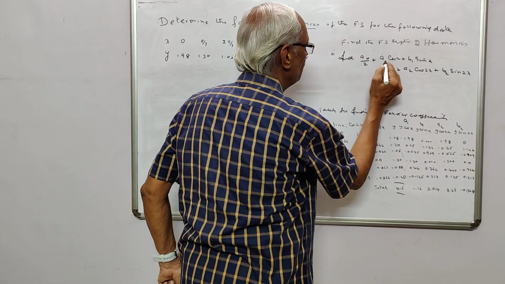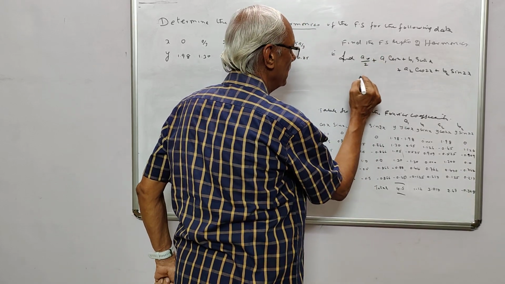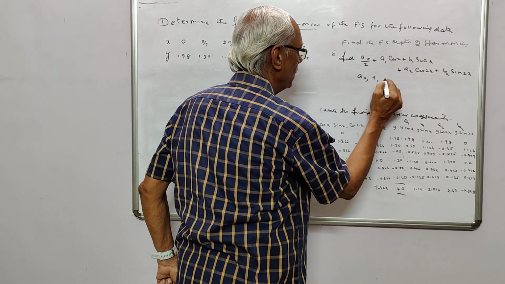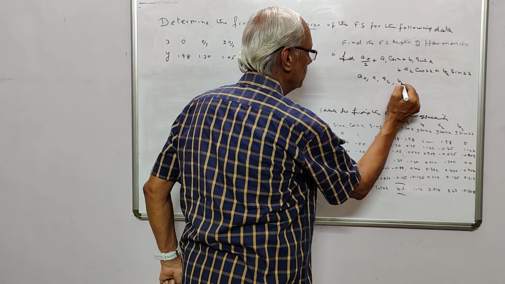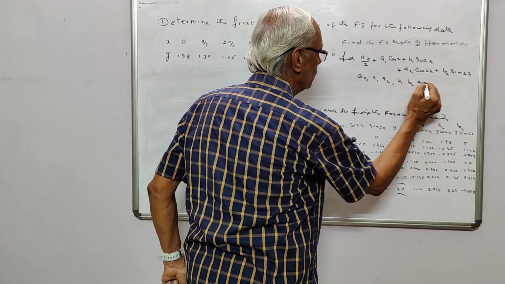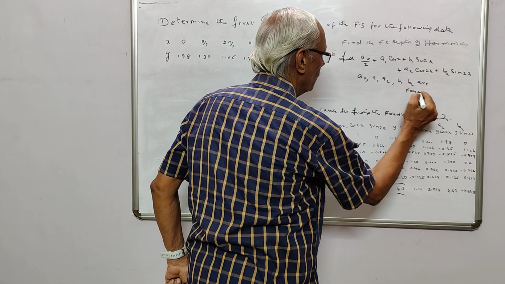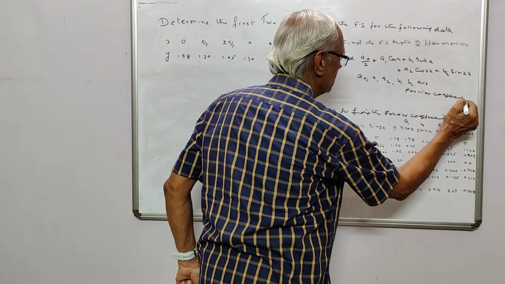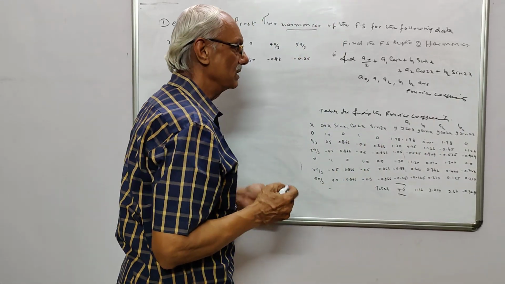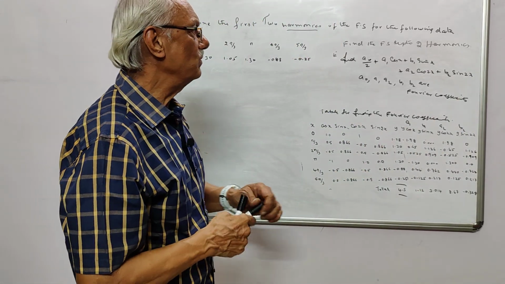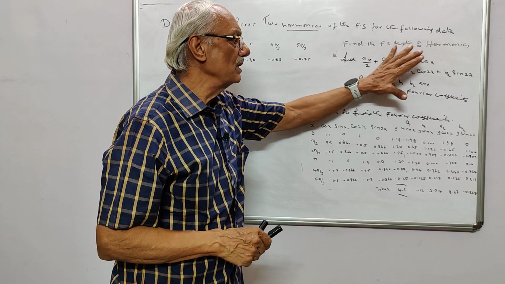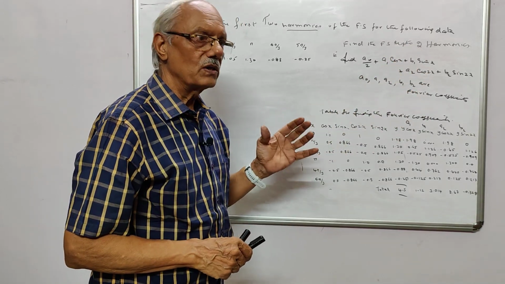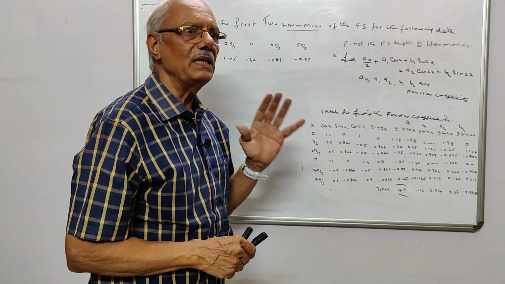Now you see that these are the Fourier coefficients. I have taught that a0, a1, a2, b1, b2 are Fourier coefficients. Now we have to find the value of these. For this we actually prepare the table.